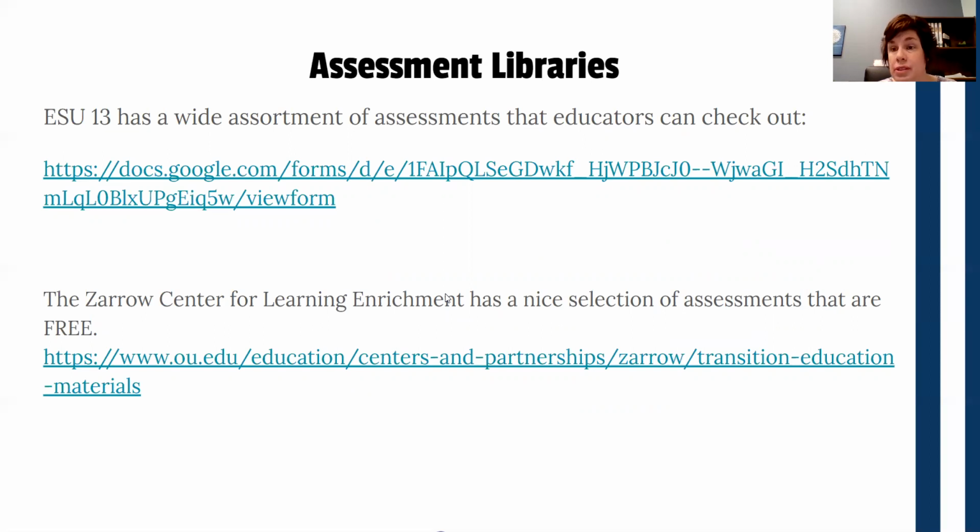A free resource that includes assessments is the Zarrow Center, and I've also attached that link. Zarrow Center prides themselves on really inexpensive assessments or free assessments for educators. So if you haven't heard of the Zarrow Center, I encourage you to check it out. It truly is a great resource, and so there is a link there.